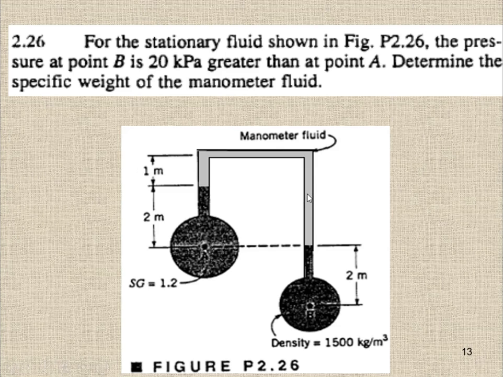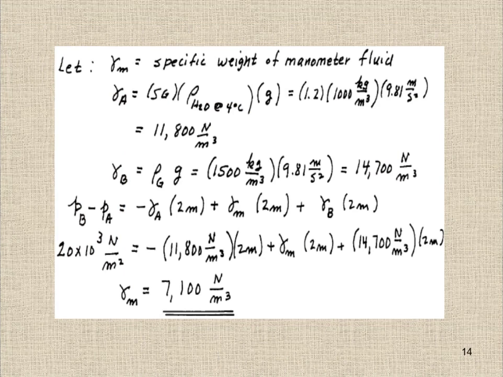So let's move on. You see, gamma m is the specific weight of the manometric fluid. Then they calculated gamma a. Gamma a, what? Specific gravity, which is given, times gamma of water into g will give you gamma a. Gamma b, density was given, you multiplied with g and then you got the value of gamma b.